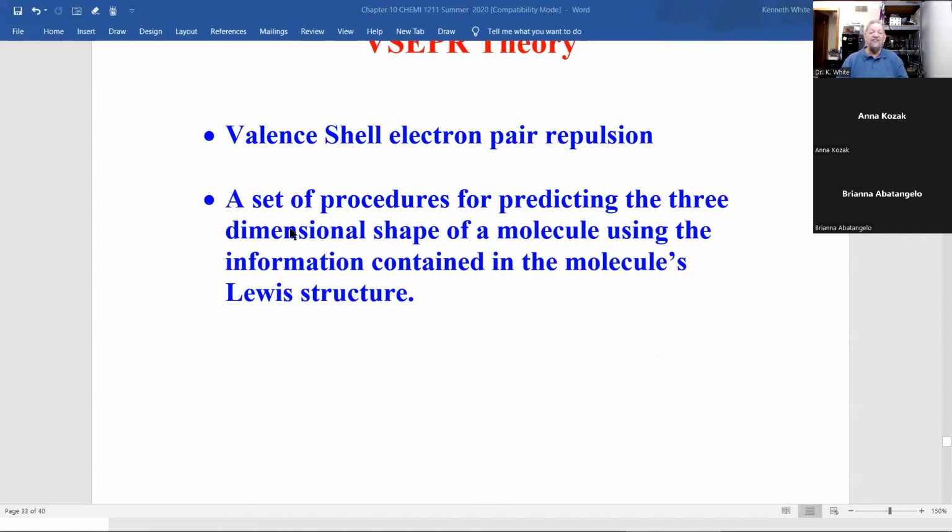Well, when you have valence electrons, they want the pairs to be as far away from other valence electrons as possible. And to do that, molecules have different shapes. The VSEPR theory teaches us how to determine those shapes. And the VSEPR theory, click, is a set of procedures for predicting the 3-dimensional shape of a molecule using the information in the molecule's Lewis structure.